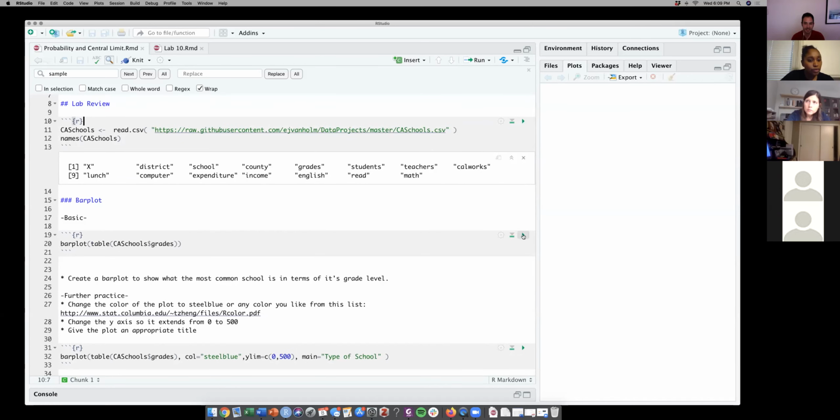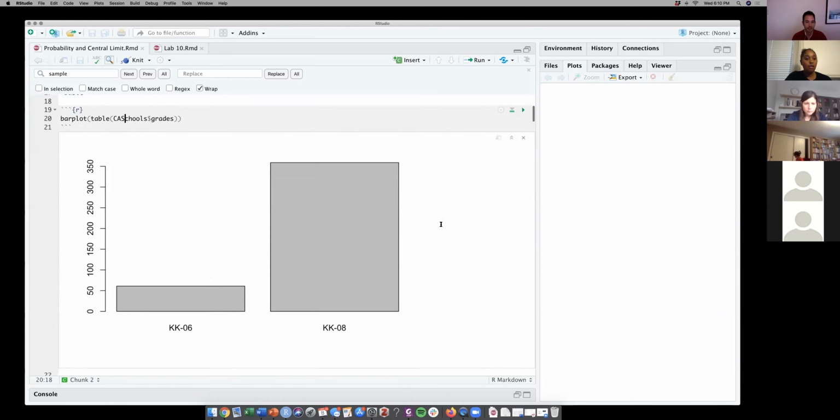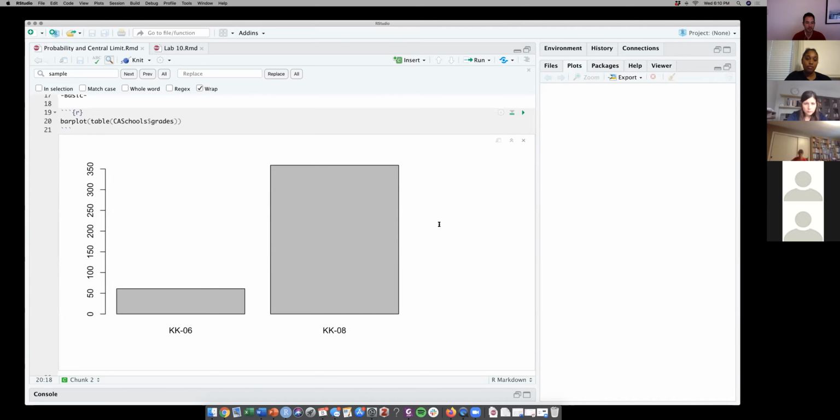So this is the basic graph of a bar plot of the grades at California schools. I apologize if I was unclear about what variable I wanted you to use here. The grades variable shows the grades at each school. And if we put that inside of a table so that it counts how many of each grades observation there is and put it with bar plot, it'll give us a pretty basic bar chart that shows how many K through 6 schools there were and how many K through 8 schools there were in the data. That's the basic plot of this.